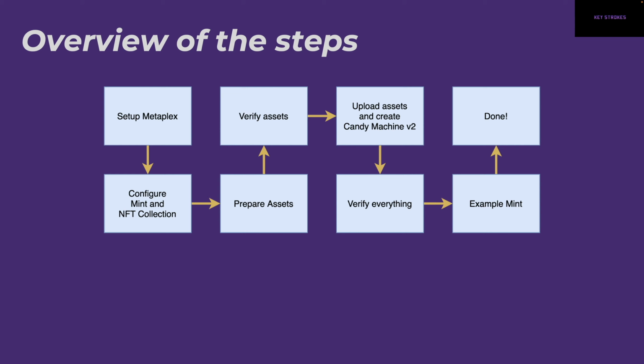So we'll start by setting up Metaplex, then we'll configure our mint and the NFT collection. We'll use the most minimal configuration so that our focus is to launch an NFT collection on Windows. Then we'll prepare our assets, which are your NFT images and the corresponding configuration. Then we'll verify those configurations to make sure they look good and they are ready to be uploaded. And then in the next step, we'll actually upload the assets and create our candy machine. Then we'll do one final verification to make sure it's ready for minting. And then we'll perform our mint. And then we'll be done.